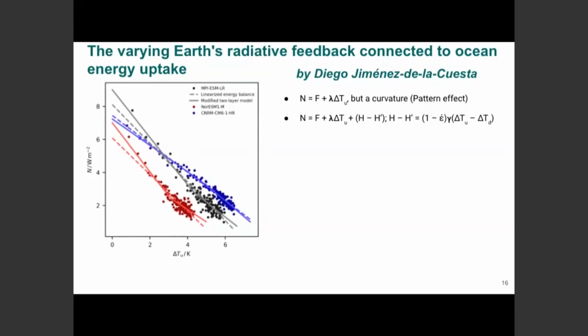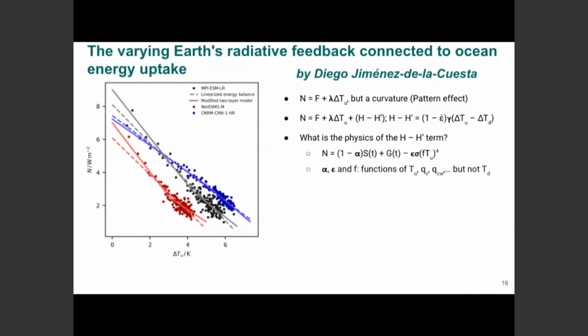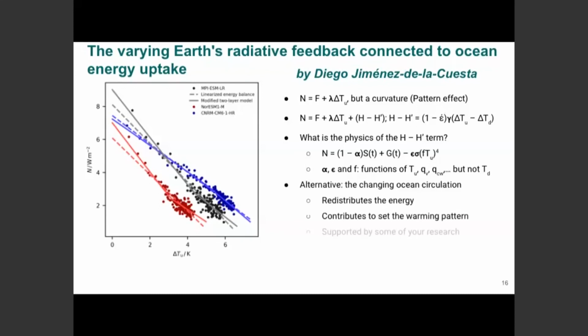Usually this term is taken as an ad hoc term that extends the usefulness of the linear framework. It has been pictured as a radiative feedback. This is problematic in a nonlinear framework, as it could mean that the planetary albedo or the emissivity depends on hidden variables in the ocean, not only on the surface temperature and the humidity in the atmosphere. However, the changing ocean circulation can do this. It redistributes the energy, changing the efficacy of the energy uptake. Also, deep water formation and upwelling connect the SST in the high latitudes and the tropics, contributing to the warming pattern and altering the radiative feedback.